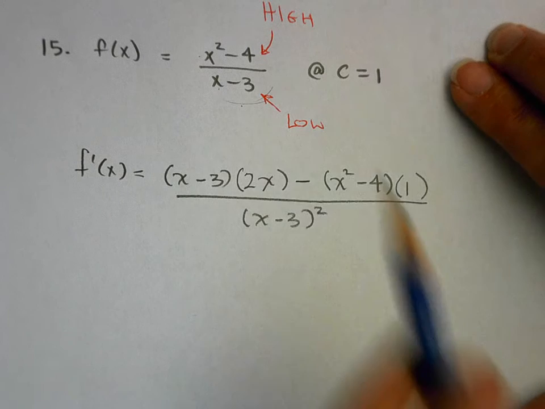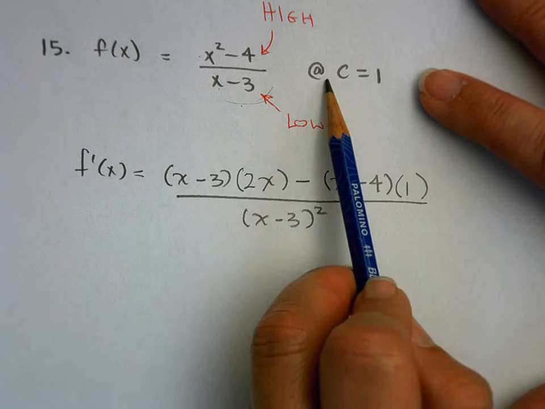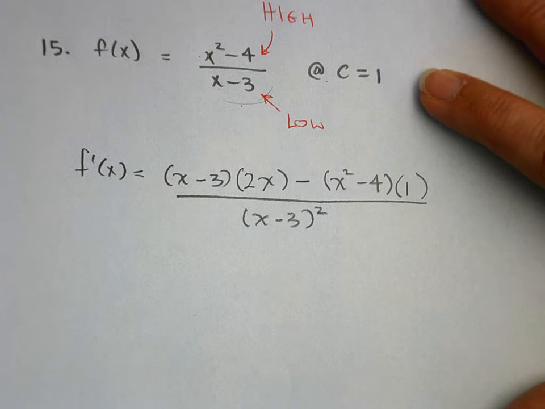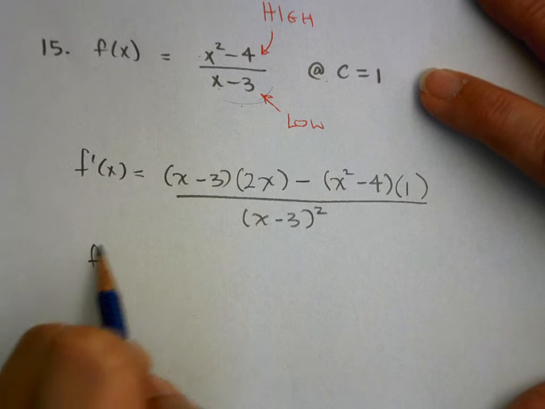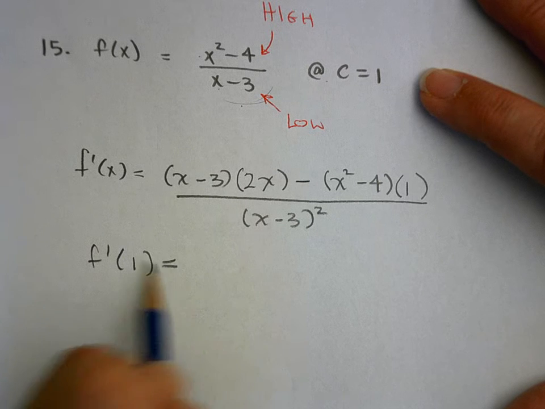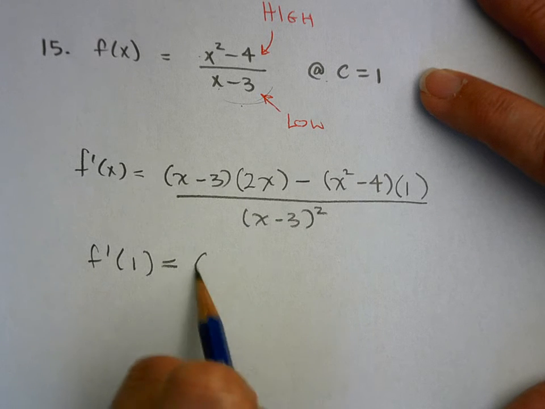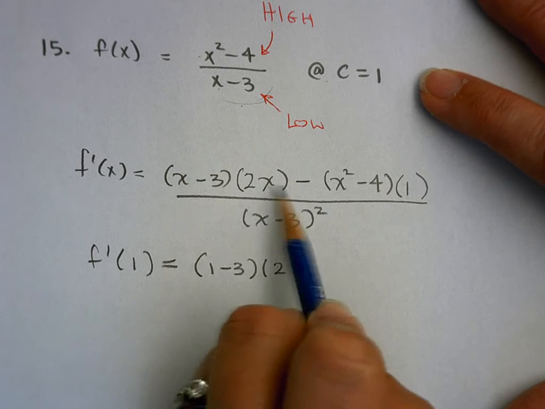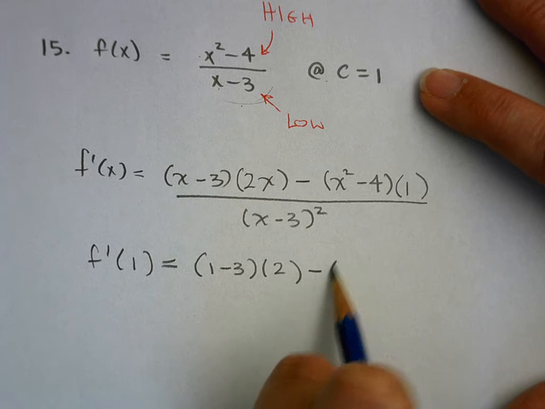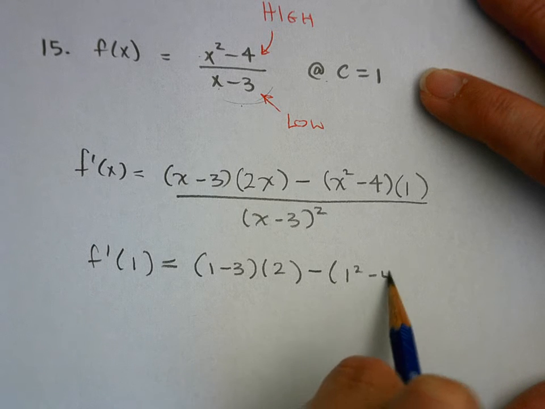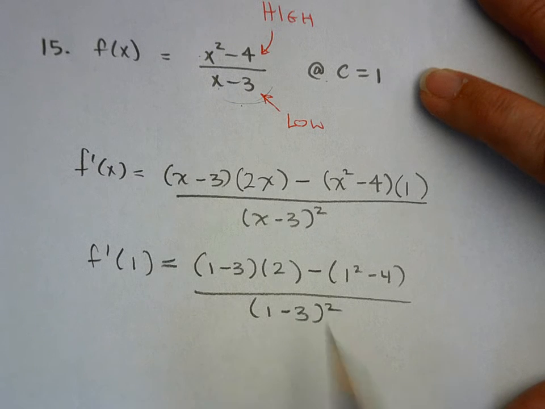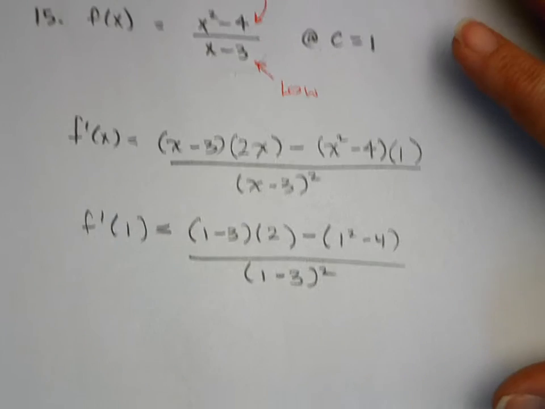And then now finally I want to also evaluate my derivative at c equals 1. So that would find me the slope of my tangent line at c equals 1. So f prime of 1. So I'm going to replace my x values with 1. And 2 times 1 is just 2. And then simplify from there.